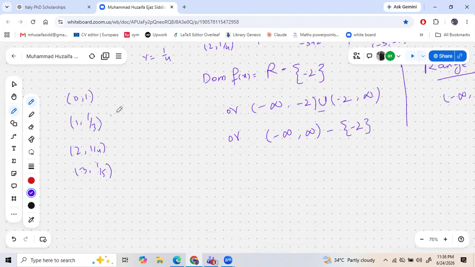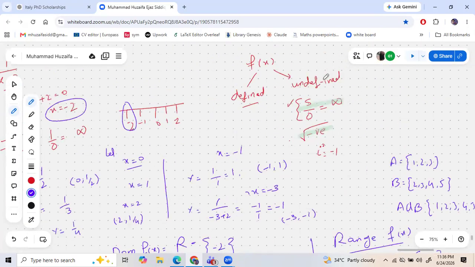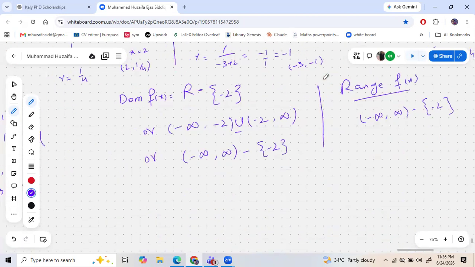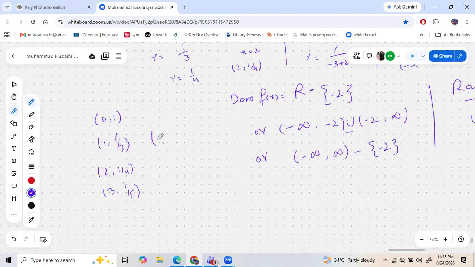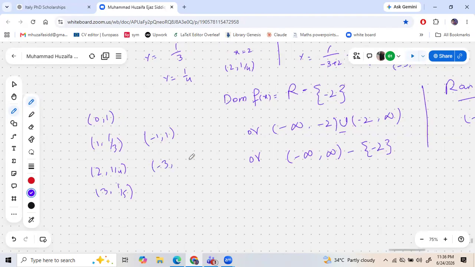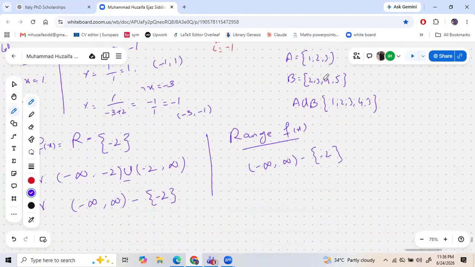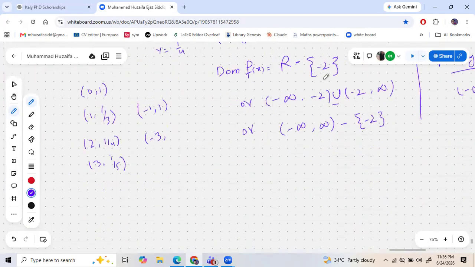And same for the negative side. When we put -1, I'm just collecting the ordered pairs. This is -1 and 1. And we know that -2 is the breakpoint, and for -3, this is equal to -1. On the basis of these points, you can draw the graph.